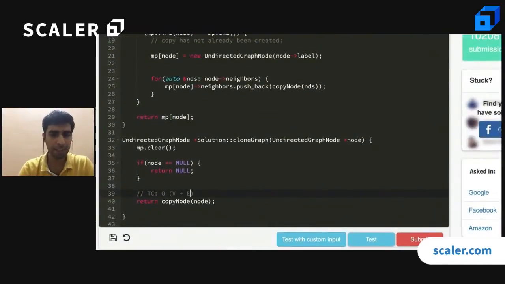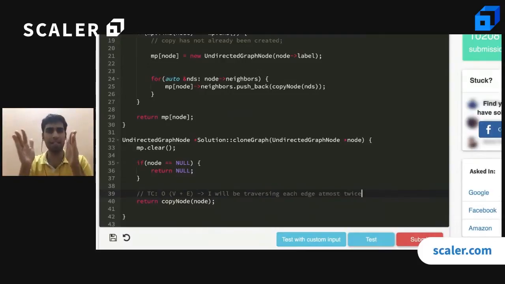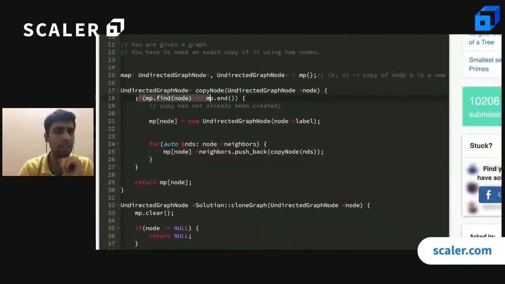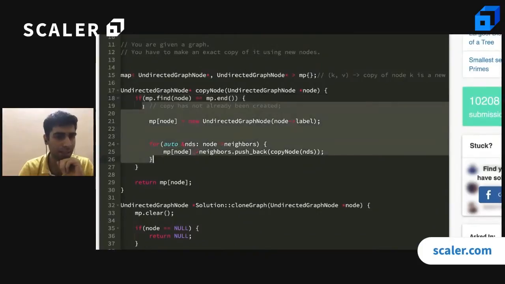Why will that be the case? Because I will be traversing each edge at most twice, because this is an undirected graph. Once I can traverse this edge from this side to this, and once from the reverse, and each node only once. Because once I have traversed a node once, the next time this loop will directly return. So I will traverse each node exactly once. So that is the time complexity.